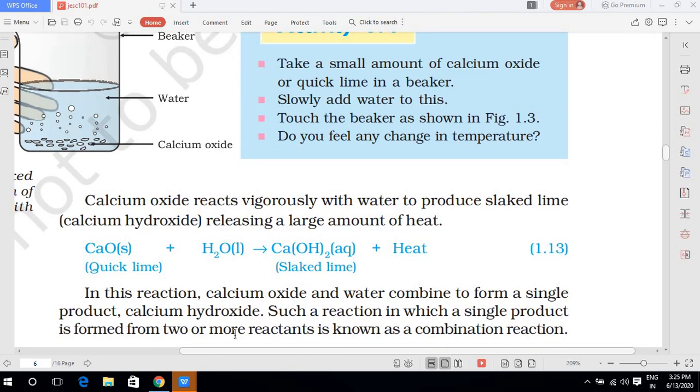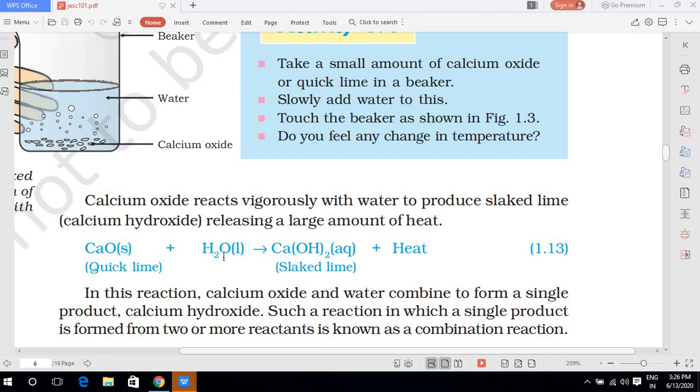Such as this example I have given here, quicklime, calcium oxide. Quicklime, when it reacts with water, results in combining both the quicklime and water. Both this calcium oxide and water will combine into one form. It will become one thing. That is why it is called combination reaction, because it combines. These reactants react and combine to form the product.